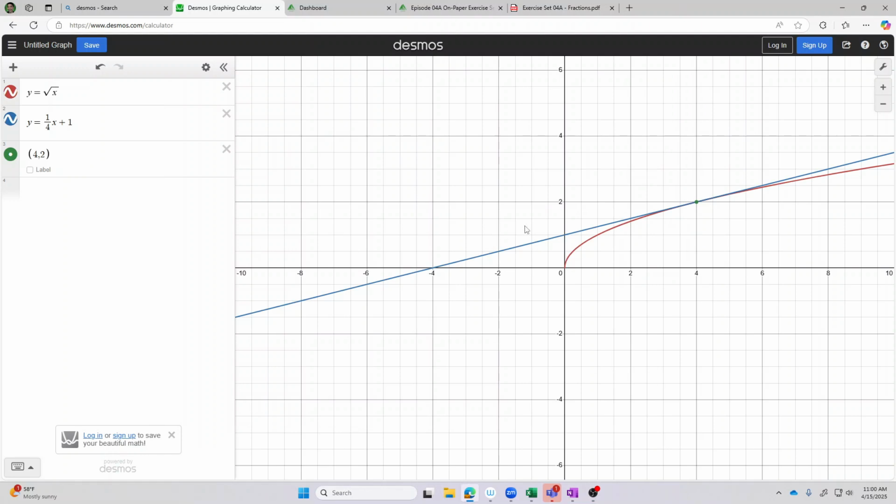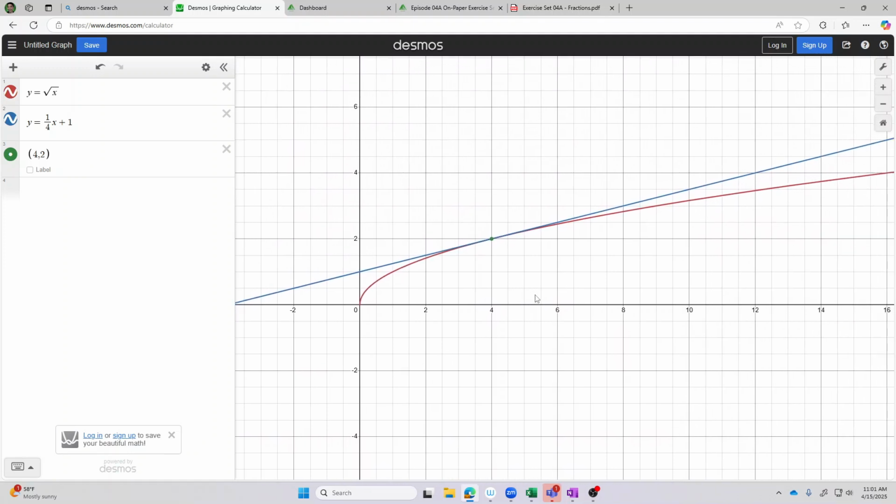In red, we have the graph of the original square root function, f of x equals square root of x. And in blue, we have the graph of the linear approximation to that function, calculated at x equals 4. And then in green, I've marked the specific point on the graph of the function where x is equal to 4. So that's right over here in this picture.